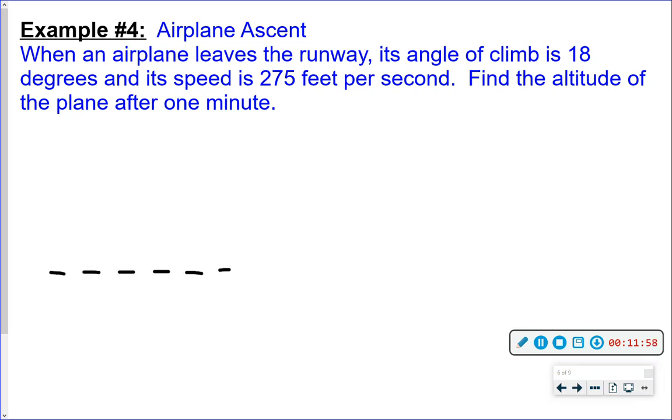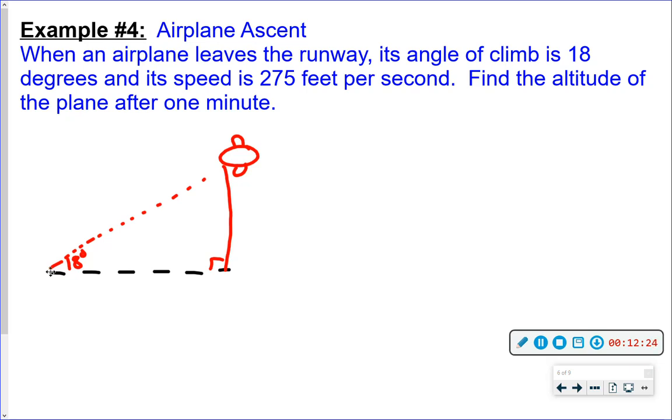There it is. I know, it's pretty impressive, my drawing skills. An airplane leaves the runway, its angle of climb is 18 degrees. So my airplane, of course, it's off the ground, it's up in the air, it's moving. Here's my airplane up in the sky. I know, that's very nice. 18 degrees it's climbing. Here's our right angle. So we can see our right triangle coming together here.